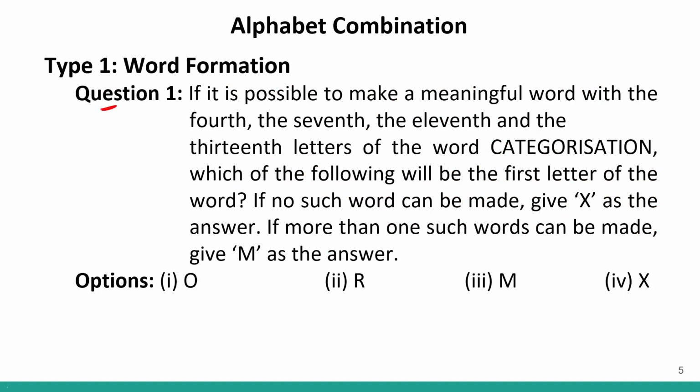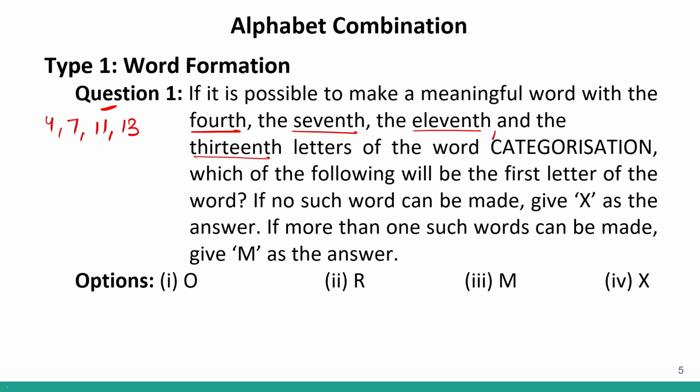Question number 1. Question number 1 says, if it is possible to make a meaningful word with the 4th, 7th, 11th and 13th letters of the word categorization, we have to identify which of the following would be the first letter of the word. If we cannot form any word, we will mark X as the answer. And if more than one word can be formed, then we will mark M as the answer. Right? This is correct.